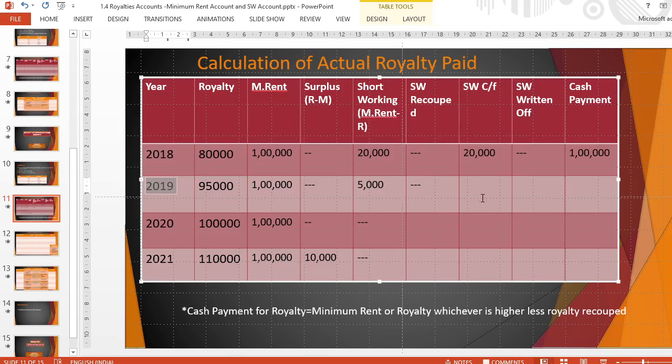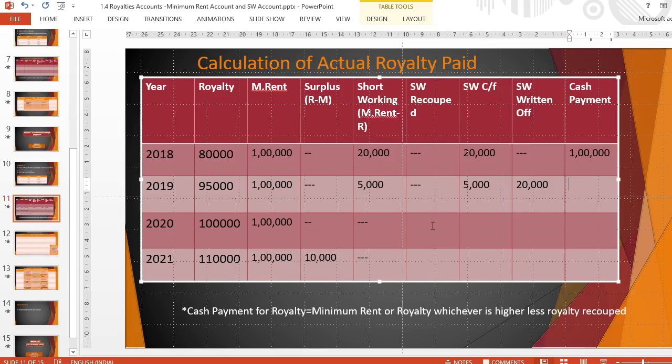So this 20,000 worth of short working will be considered as written off. And the remaining 5,000, this is with respect to 2019. The 2019 short working of 5,000, we can recover in 2020, the immediately next year. So this 5,000 rupees we carry on to next year, carried forward. So 20,000 of previous year is considered as written off and 5,000 of current year is carried down to next year.